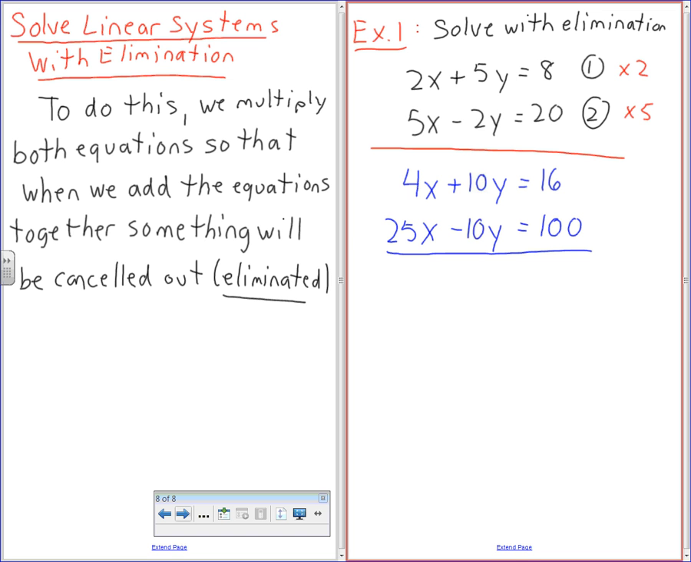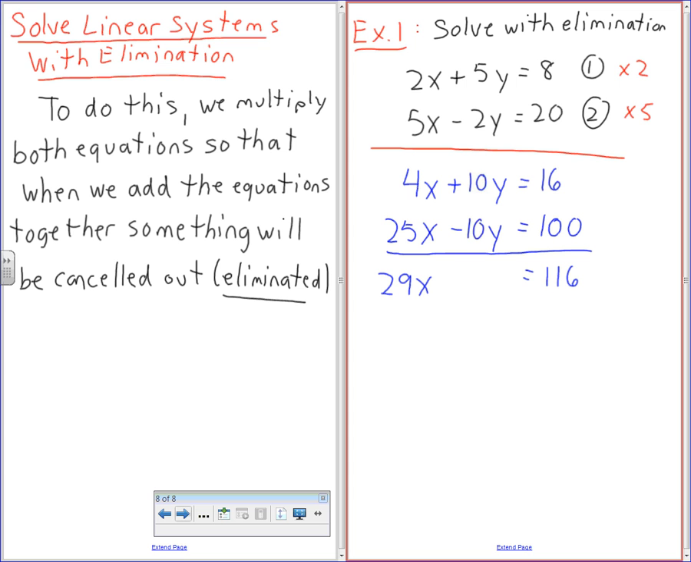Yeah, well, the thing is, if I multiplied this by negative 5, I would have ended up with a positive 10, and then you would have had to subtract them. So this one I'm just going to add north-south, and I'll end up getting things to cancel out. So I'll do 4 plus 25 is 29x. 10 minus 10 is nothing, and then 100 plus 16 is 116. If that would have been positive 10, then I would have had to subtract the second row. I just like adding better.